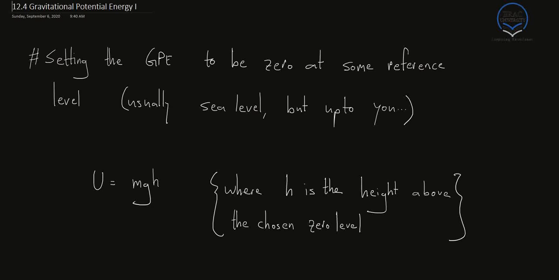So once again, when you define potential energy, you can add constants to potential energy to set the potential energy to be zero at some reference level. In case of gravitational potential energy, people usually set the potential energy to be zero at sea level, but really this is up to you. And when you set the potential energy to be zero at sea level, you will find that the gravitational potential energy at some height h above the chosen level is mgh, which is a very familiar formula. Let's see how that works out.